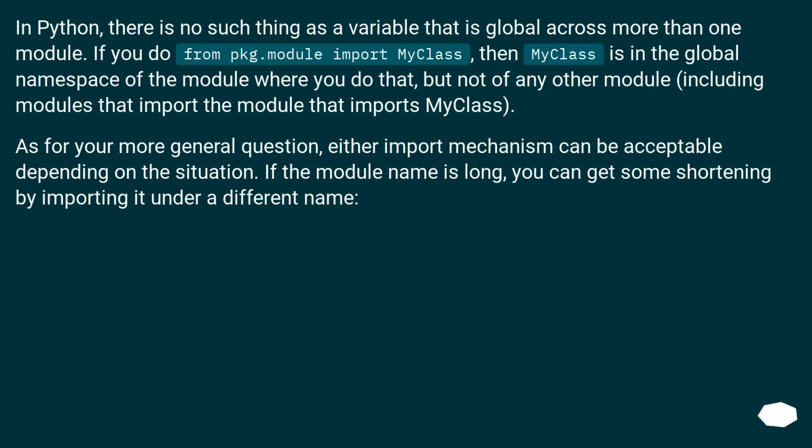In Python, there is no such thing as a variable that is global across more than one module. If you do from pkg.module import myClass, then myClass is in the global namespace of the module where you do that, but not of any other module, including modules that import the module that imports myClass. As for your more general question, either import mechanism can be acceptable depending on the situation. If the module name is long, you can get some shortening by importing it under a different name.